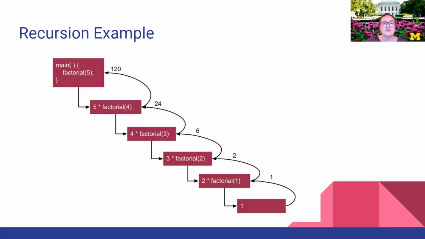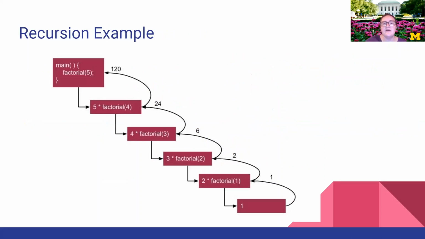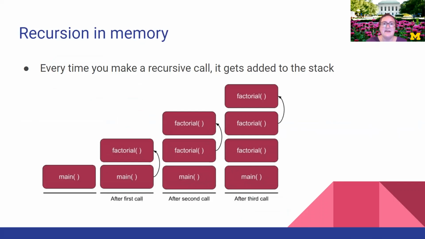That will call factorial of 4, which will return 4 times factorial of 3, and this will continue on until we get factorial of 1. Now we saw that our base case was if n equals 1, so that will return the number 1. 1 times 2 is 2, 2 times 3 is 6, and this will continue on until we get back to our original function call, where 5 times 24 is 120. So the answer to factorial 5 that will be returned to our function main is 120.